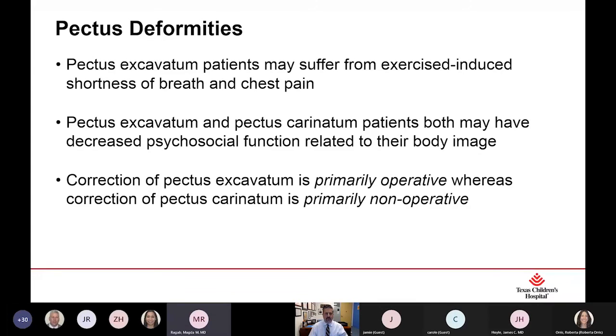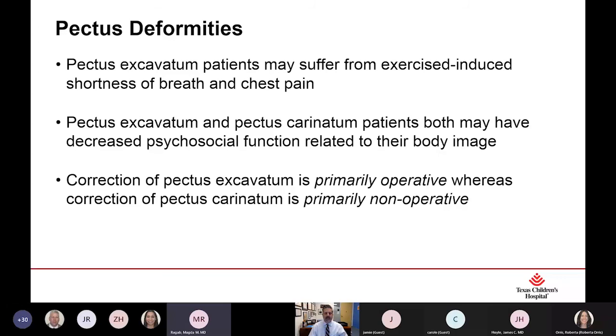So I just wanted to summarize here. Most of our pectus excavatum patients are symptomatic, and they suffer mostly during exercise only, not at rest, and they complain of shortness of breath, chest pain. They have fatigue. They can't keep up with their peers. It becomes very frustrating for them.